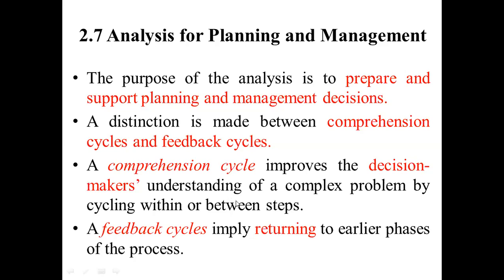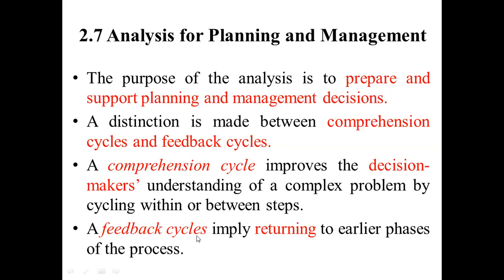there are two cycles. Whatever report is made for planning and management, there are two cycles. One is called the comprehension cycle, and the second one is the feedback cycle. In the comprehension cycle, whatever policies the decision makers have made will run within the cycle. That means they've made a series of strategies, plans, policies, legislations, laws. All those are studied in this parameter, and any correction is done in this cycle only. That's why it's called the comprehension cycle.